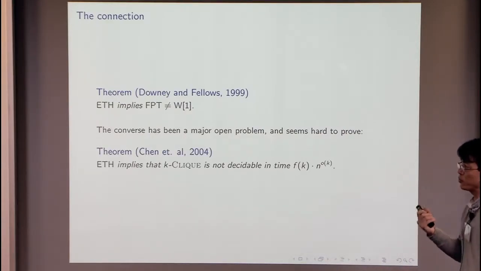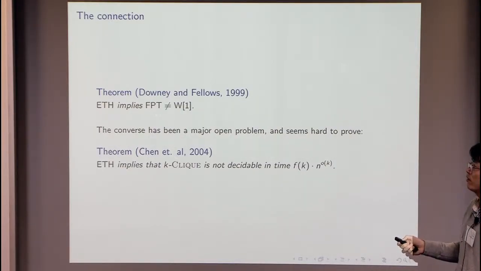One strong piece of evidence is this result by Chen and his co-authors. ETH in fact implies a stronger statement: k-clique cannot be decided in time f of k times n to the little o of k, instead of a polynomial of n. So if you could prove that ETH is equivalent to FPT not equal to W[1], then you would prove that in case you have an algorithm solving k-clique in f of k times n to the little o of k, you can remove this little o of k. That seems to be, at least for me, extremely difficult. Okay? So there's only one direction for now.